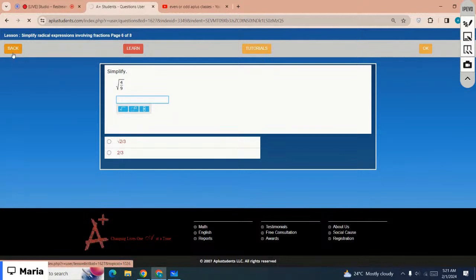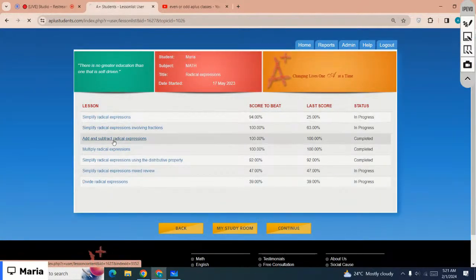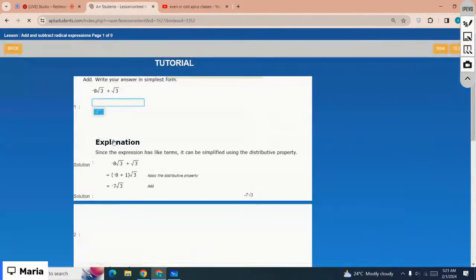Okay, you can complete the lesson by yourself later today. Let me just move on to the next lesson. And the next lesson is add and subtract radical expressions. So now we're going to see how we add and subtract when we're given radical expressions, right? Let's just start with the first example, that is negative 8 square root 3 plus square root 3.